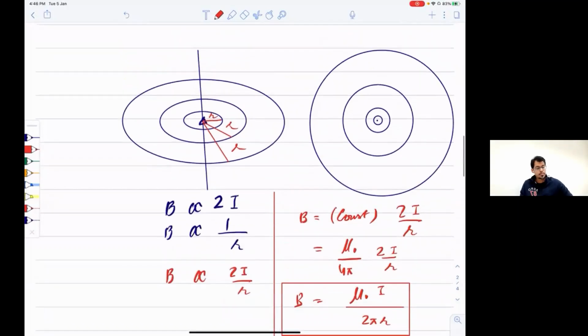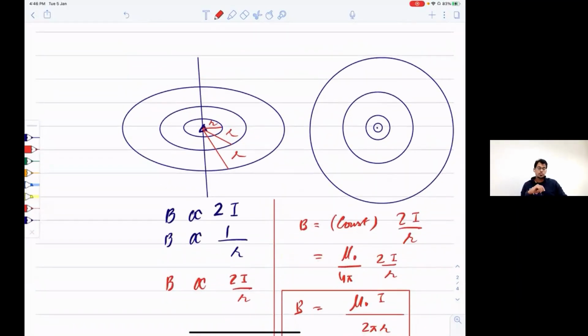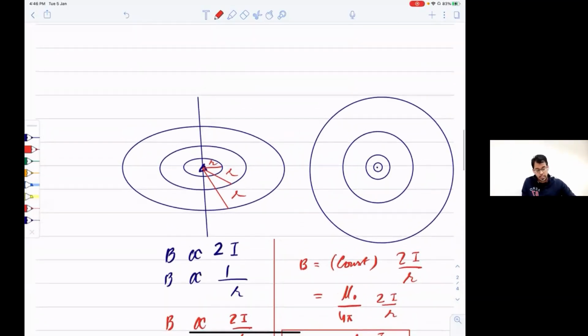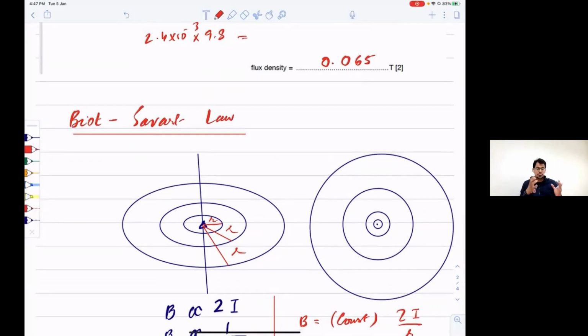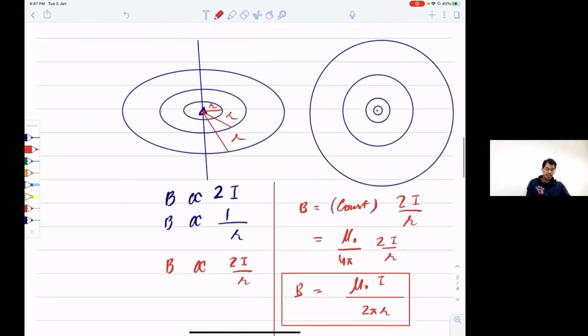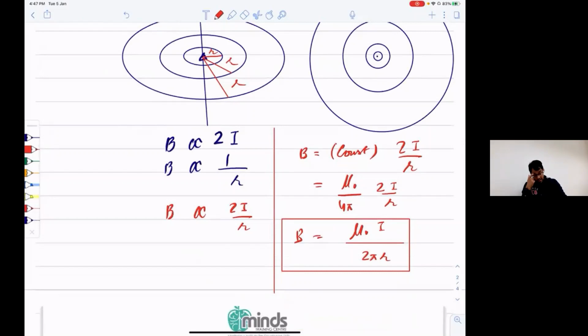Whatever we have discussed, this relationship is actually driven by two scientists, and after their name, we call this equation as Biot-Savart law. Biot-Savart law actually gives you the strength of magnetic field produced by current carrying wire. By the way, I have a chance to read a book in which this equation was something like this.